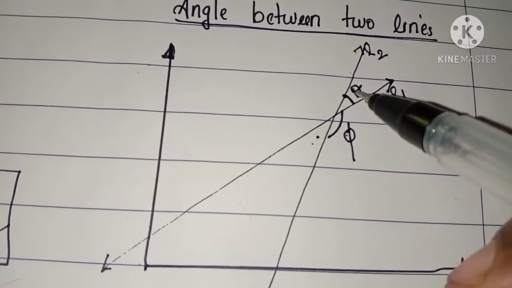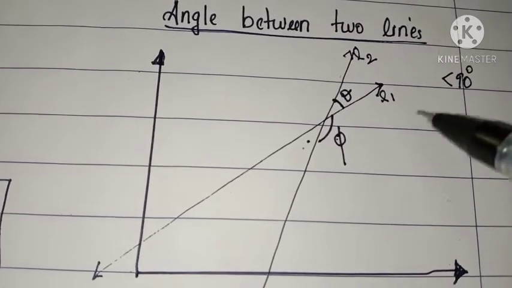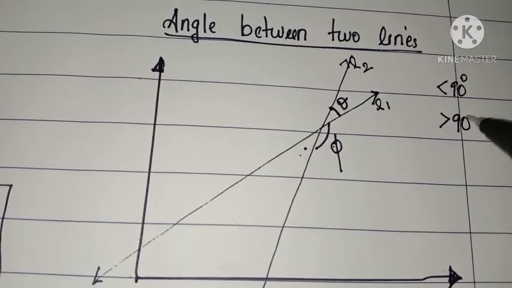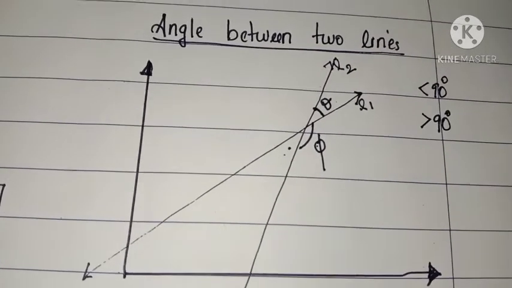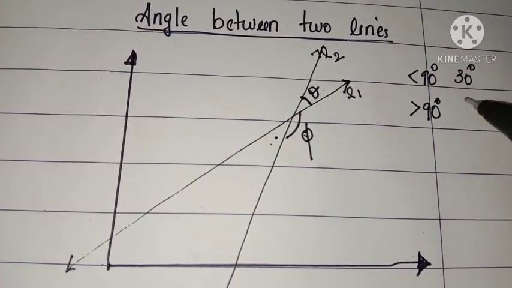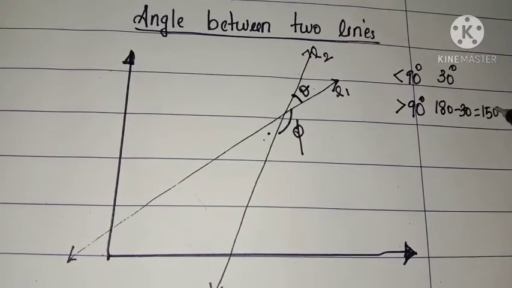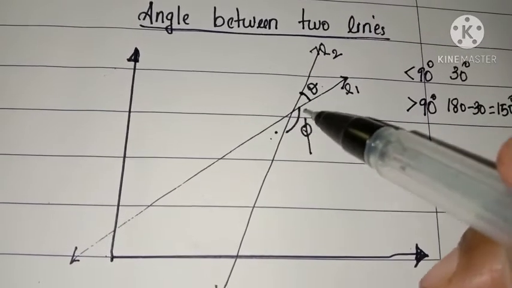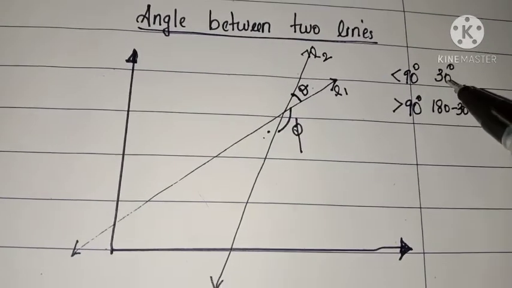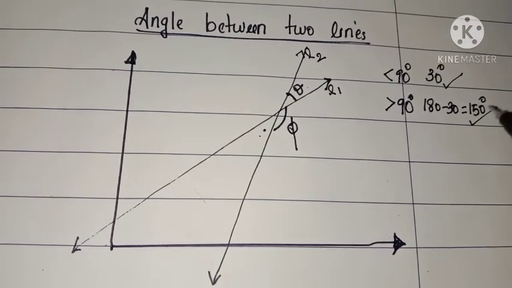Listen, if theta is an acute angle, meaning less than 90 degrees, then definitely phi is an obtuse angle. Obtuse angle means more than 90 degrees. For example, if theta is equal to 30 degrees, what is phi? Phi is equal to 180 minus 30, which is 150, because of the linear pair. These two angles are a linear pair. So if one of the angles is acute, then definitely the next angle becomes obtuse.